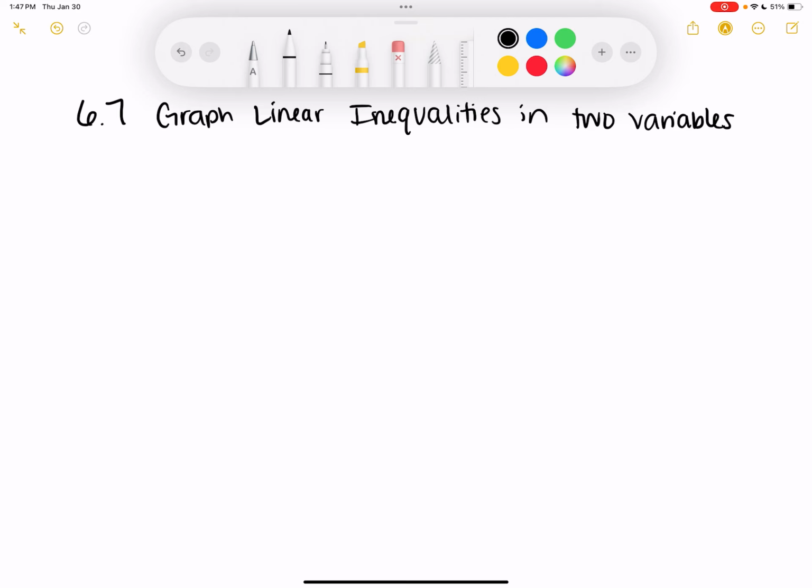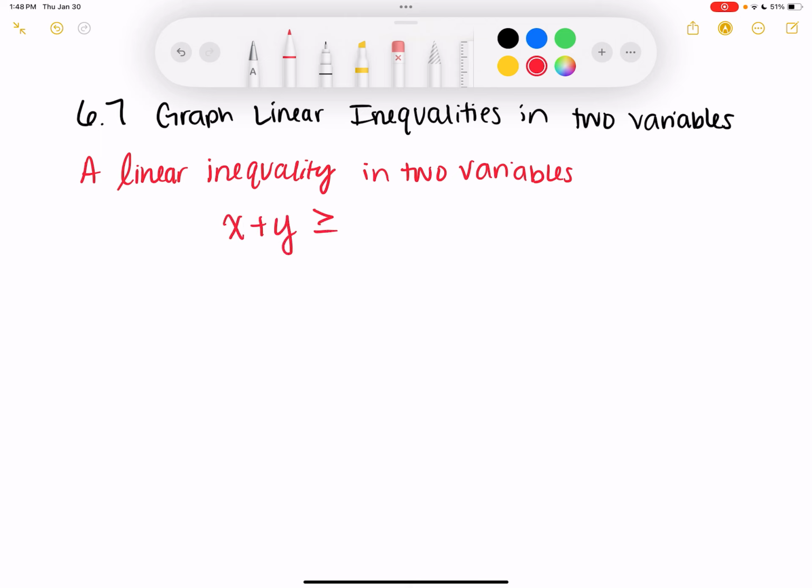It all goes together in the chapter, but it's kind of its own little thing. Anyways, when we do this, these will be graphed very similarly to when we were just graphing lines. So I hope you haven't forgotten how to graph lines since before Christmas. A linear inequality in two variables basically looks something like x plus y is greater than or equal to 7.